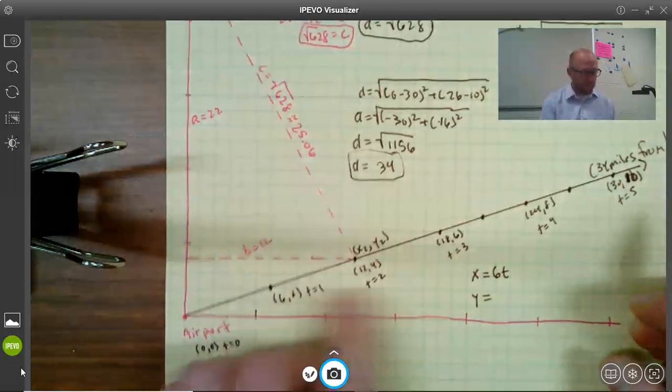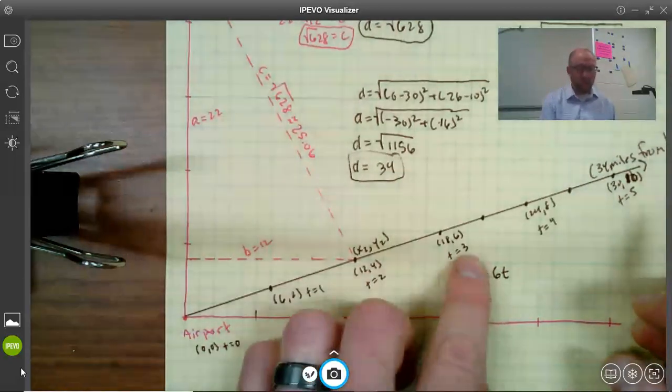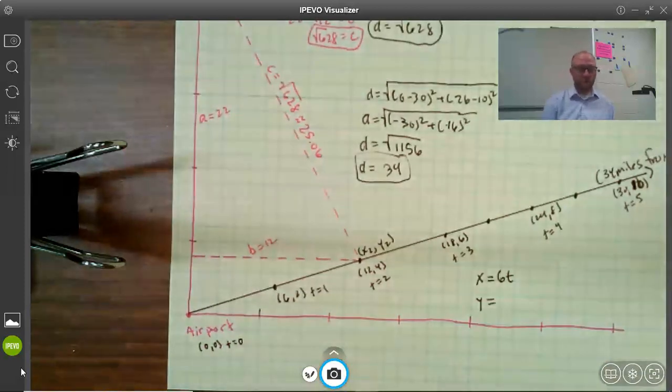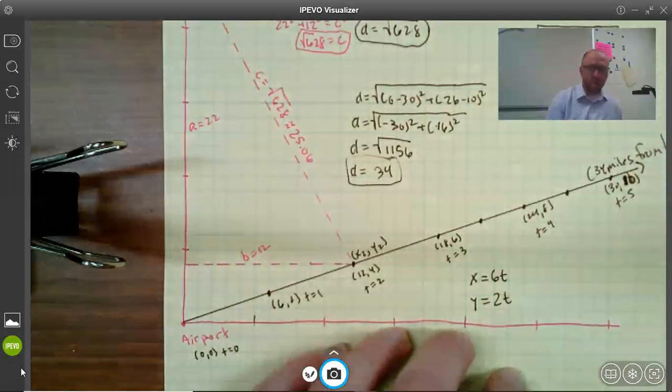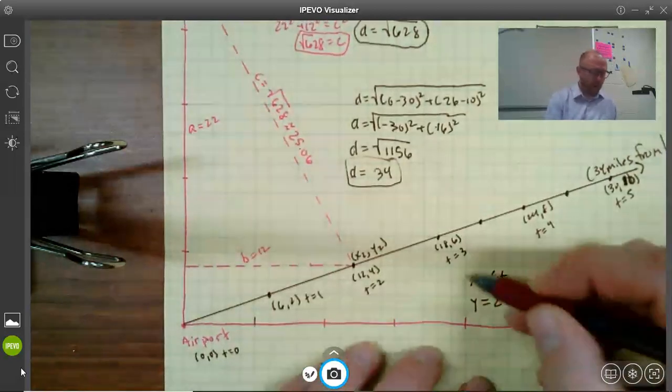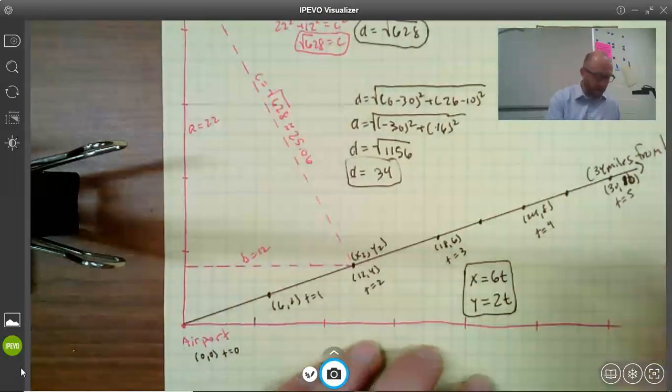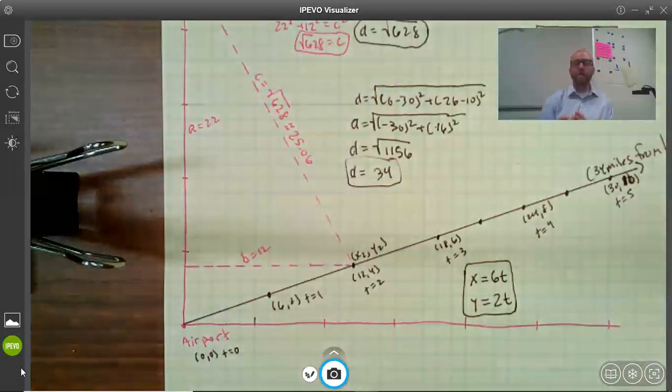1 times 2 is 2. 2 times 2 is 4. 3 times 2 is 6, and so on. So our y coordinate is always 2 times the time. So now we have x and y for every point on that line in terms of the time.